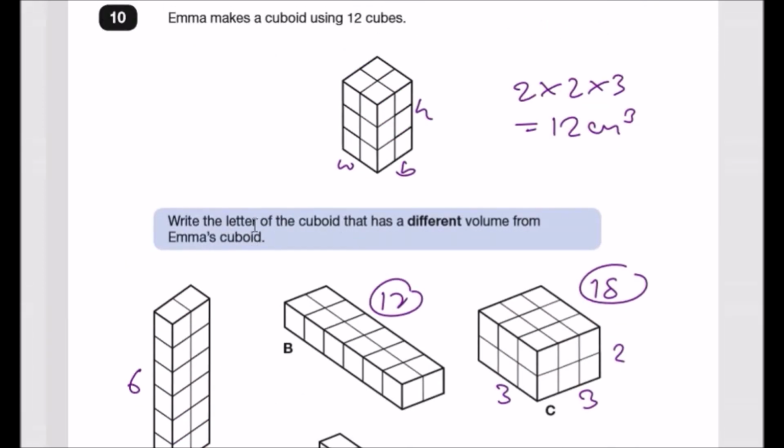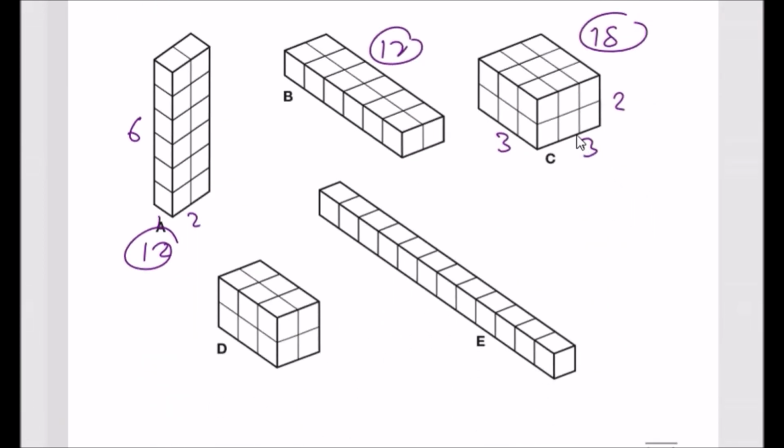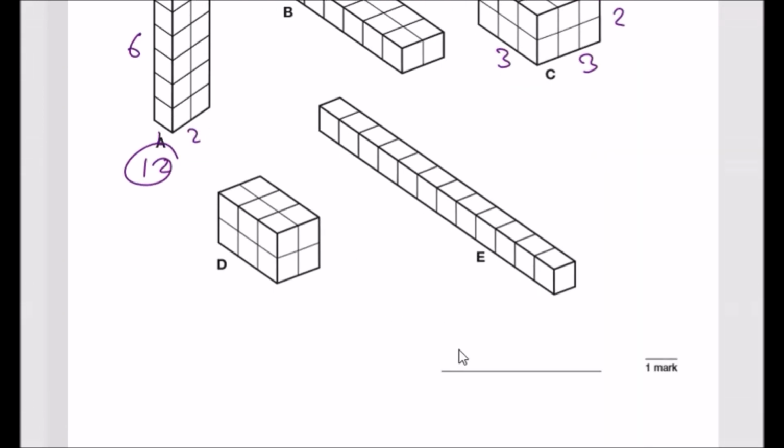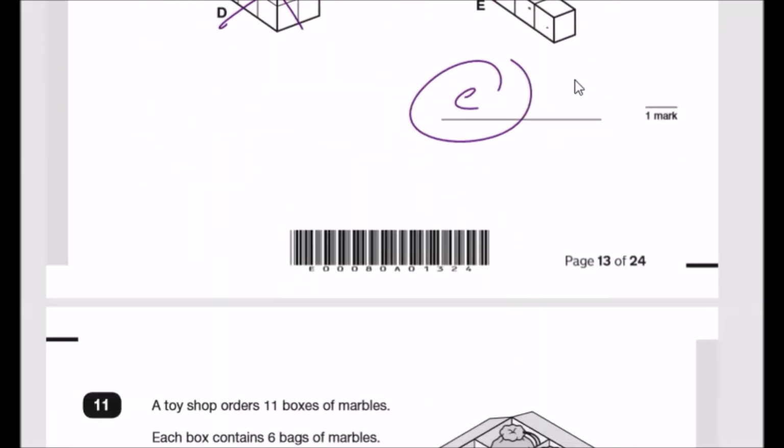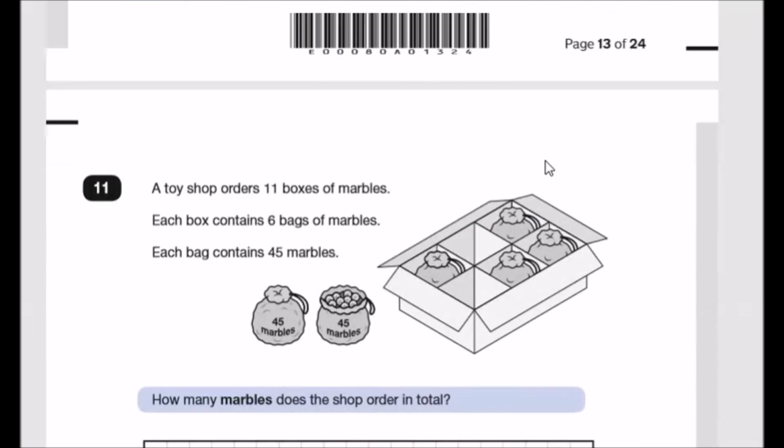Oh, so there's only one answer. Write the letter of the cuboid. So it seems to have one answer. So this will be 18. So C so far is it. Let's put C. D is 3 by 2 by 2, which is the same thing. Nope. And then this one looks like 12. I'm just going to count: 1, 2, 3, 4, 5, 6, 7, 8, 9, 10, 11, 12. Nope. So the answer is C. Let's check. Yep.